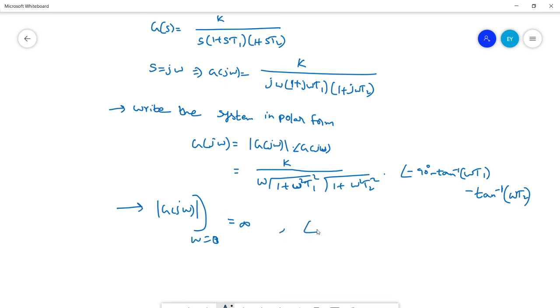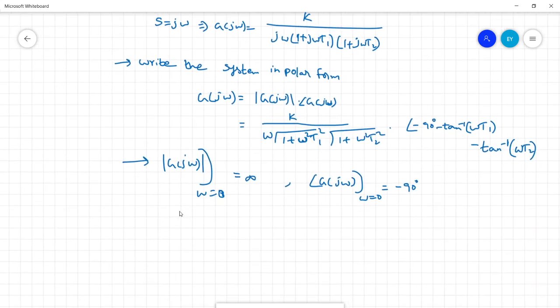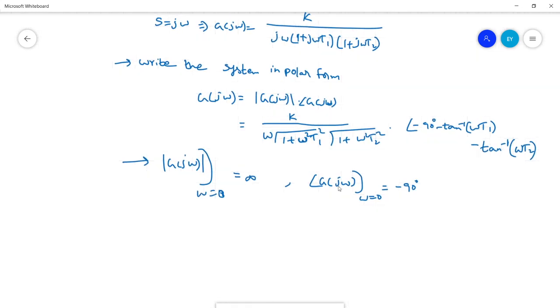Similarly for the phase, G of j omega at omega equal to 0, what happens is minus 90 degrees, okay? So this is how you get the magnitude and the phase at omega equal to 0. Similarly you need to compute magnitude and phase at omega equal to infinity.